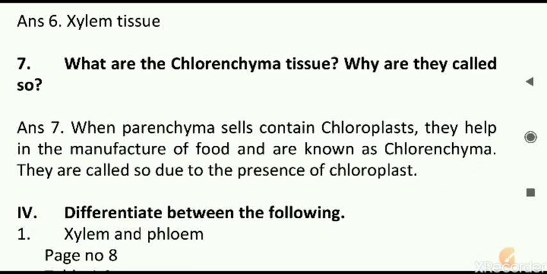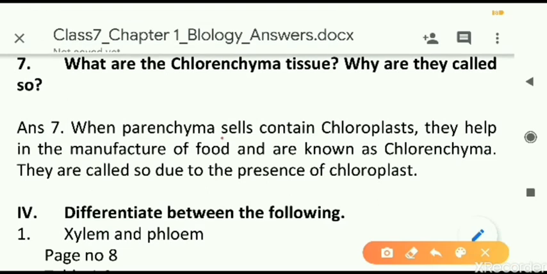Question 7 now, what are the chlorenchyma tissue? Why are they called so? So first we have to tell what is this chlorenchyma. So these are a type of parenchyma cells. So when here the spelling mistake is there. When parenchyma cells contain chloroplast, they help in the manufacture of food and are known as chlorenchyma.